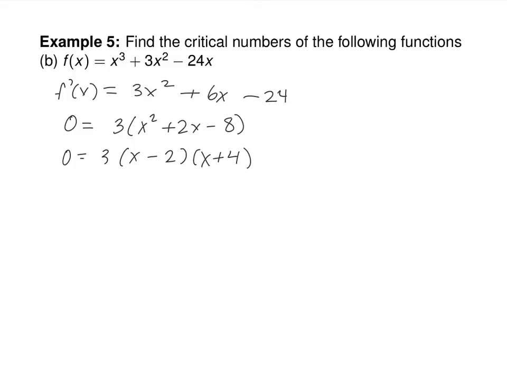Did anybody get critical numbers? Do you agree with my factoring? Did you take out the 3? Did you get x minus 2, x plus 4? So what are the critical numbers? -4 and 2. x equals -4 and x equals 2.